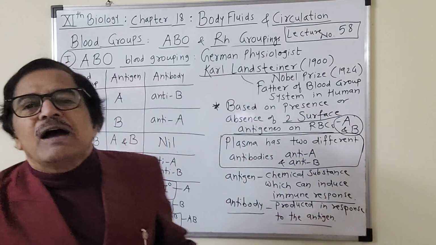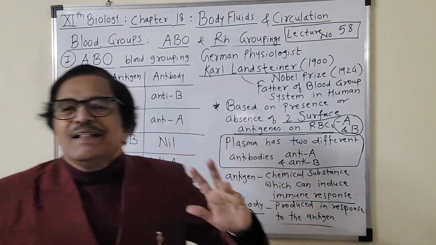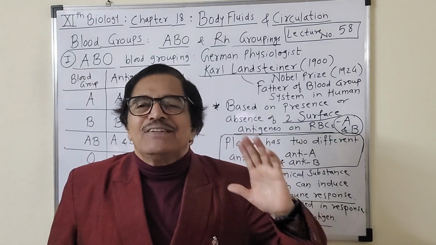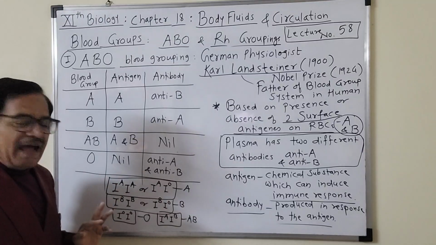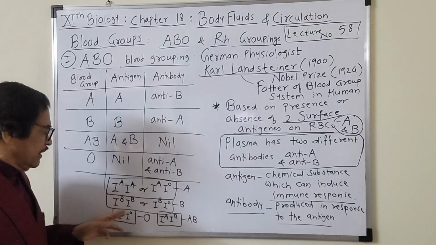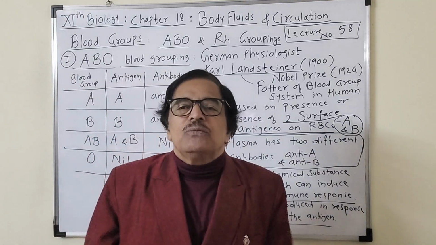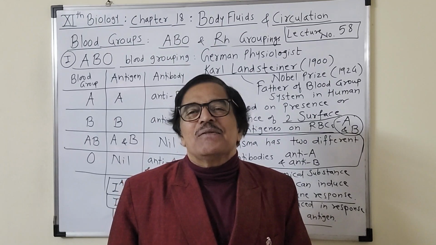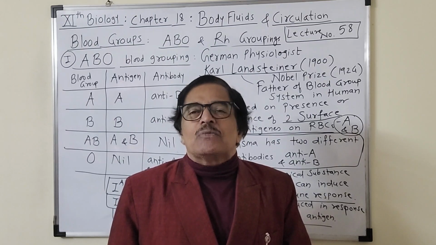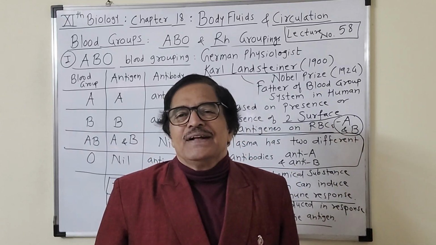ये मैंने क्यों दिया है आपको? क्योंकि अगर क्रॉसिंग में कभी पूछा गया, a father has genotype IA and mother has genotype Io, then what is the possibility of the products? तो वो आप करके देखो एक बार होमवर्क में. So I am confident that you have understood this very simple concept.